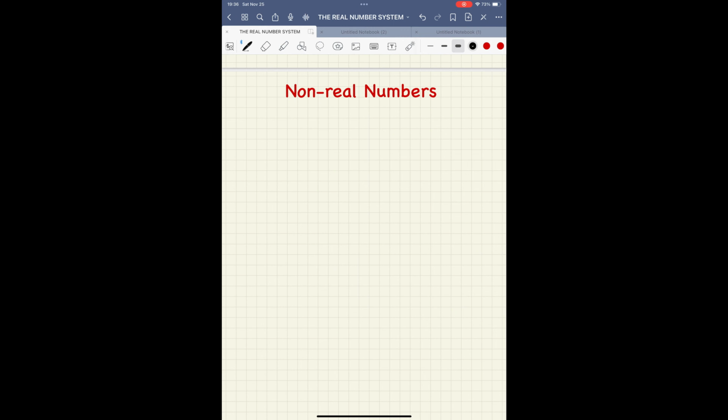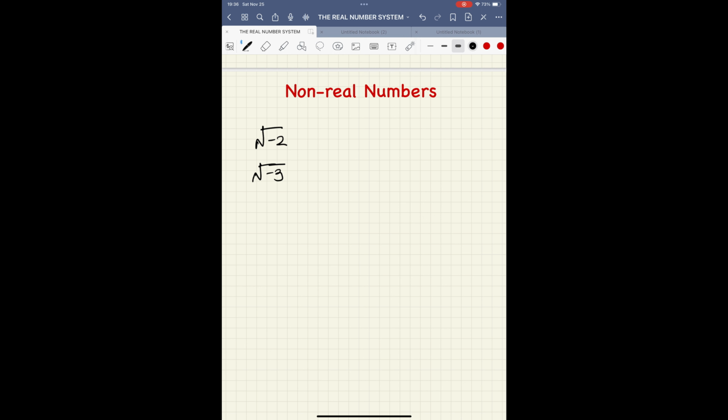For example, let's say the square root of negative 2. It's not a real number, is it? Or the square root of negative 3, and so on. As long as you have a square root of a negative number, it's a number that does not exist. Hence, they are called non-real numbers.